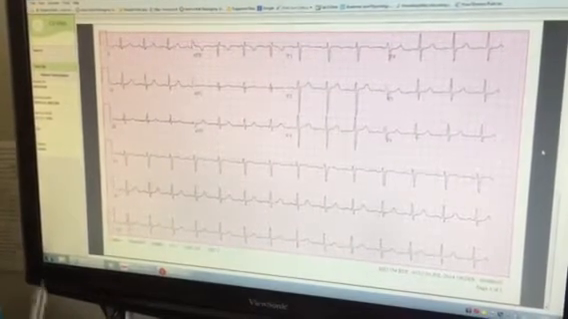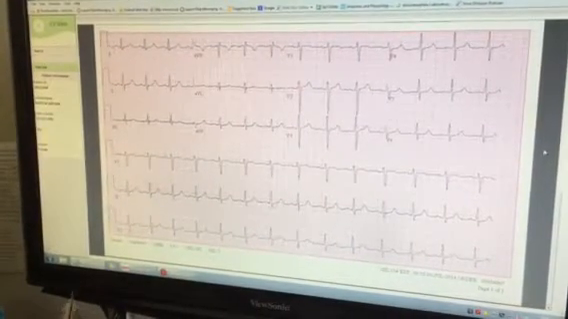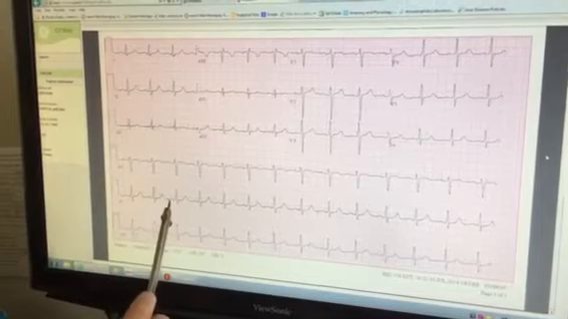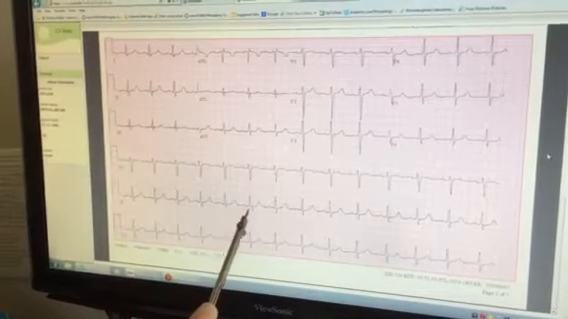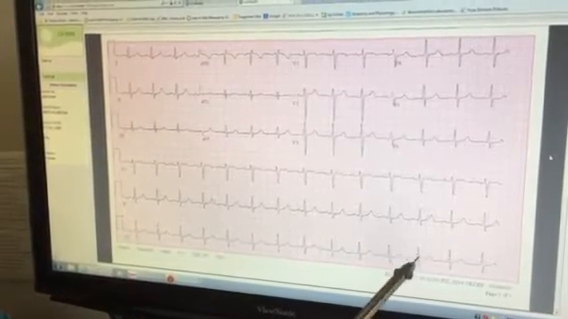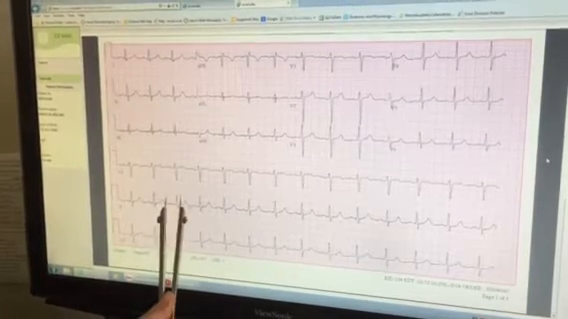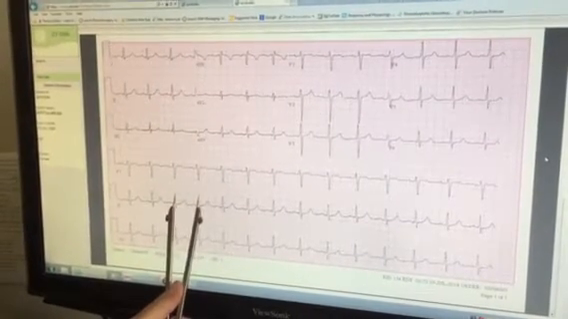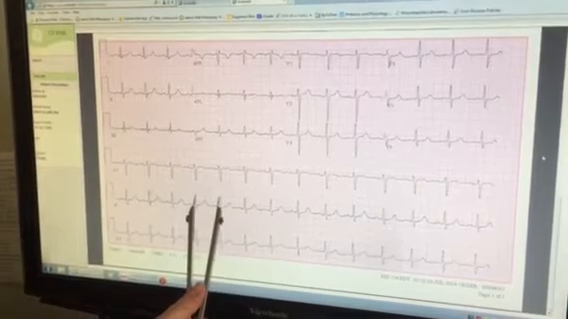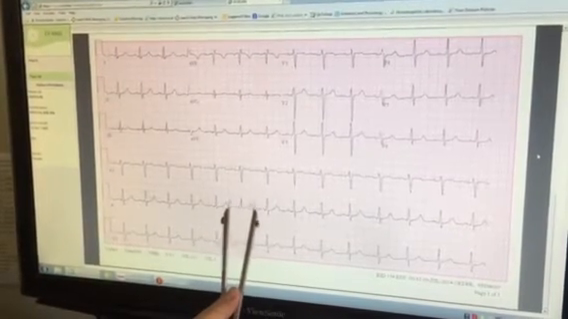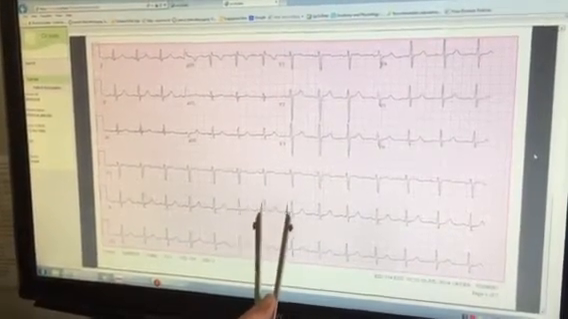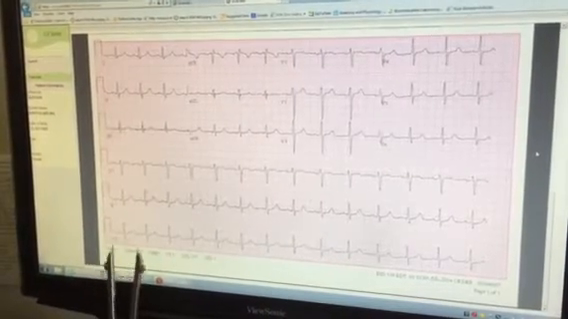So first thing you want to look at with an EKG is the rhythm. We want to look for a P wave in front of every QRS complex, which you see here. And if you take your calipers and notice normal rate, regular RR intervals, so we know the patient is in sinus.